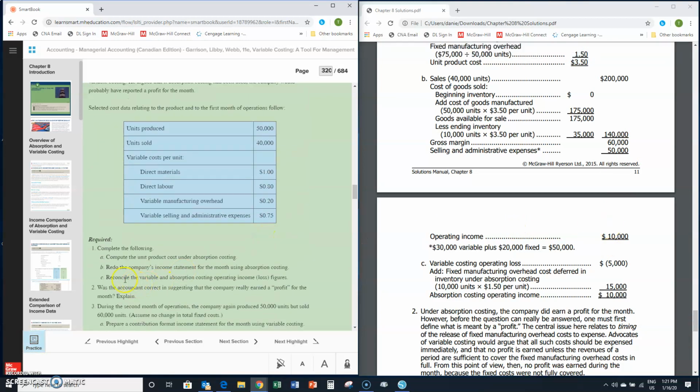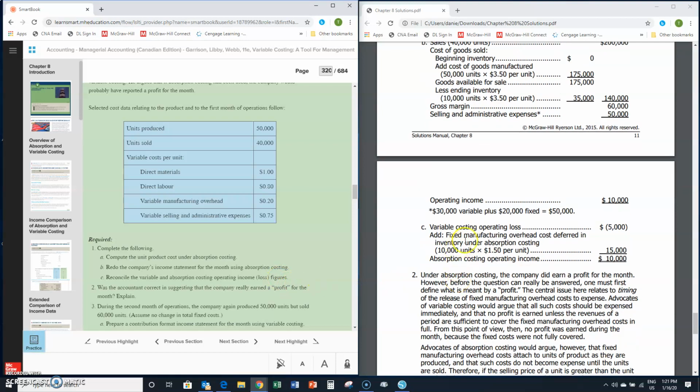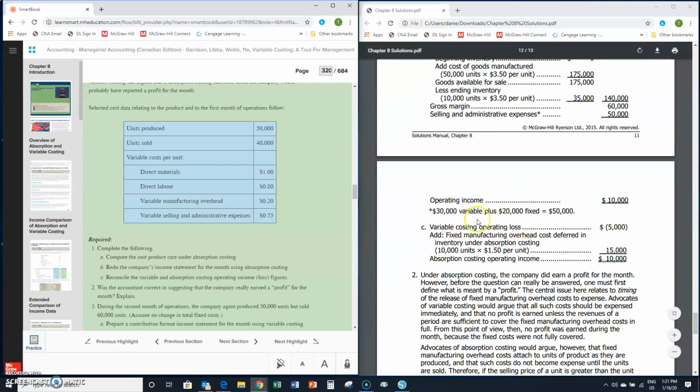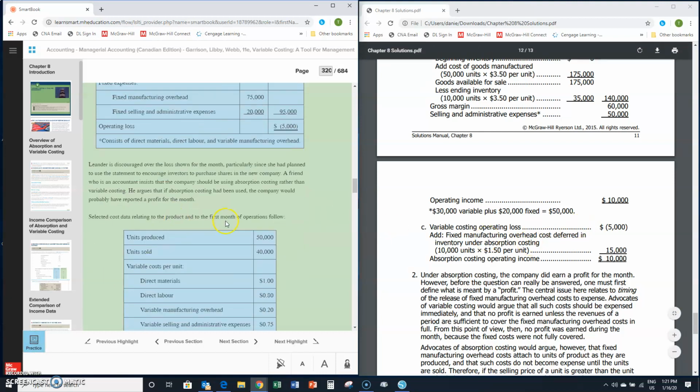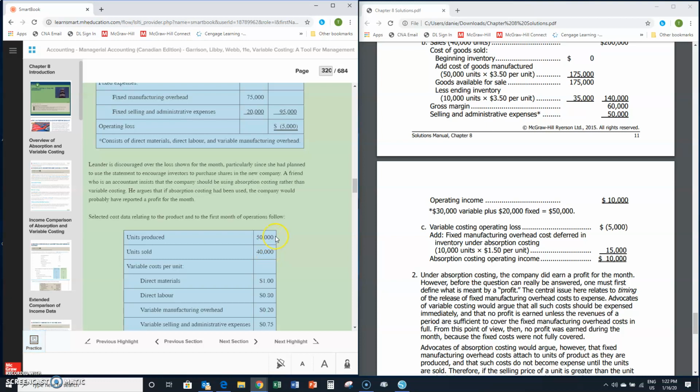Then in part C, reconcile the variable and absorption costing operating income or loss figures. Always start with your variable costing operating income or loss. That's always what you put in first. So that was a loss of 5,000. Then we look at inventory. We produced 50,000, but we only sold 40,000. So our ending inventory grew. Because our inventory increased, that means that there are fixed manufacturing overhead costs deferred in that inventory under the absorption costing method.